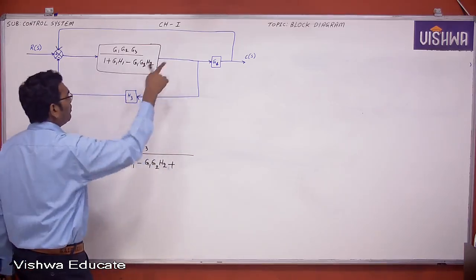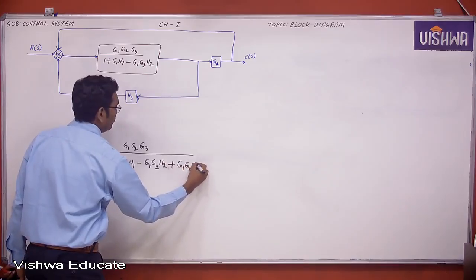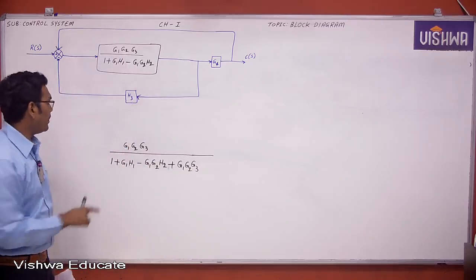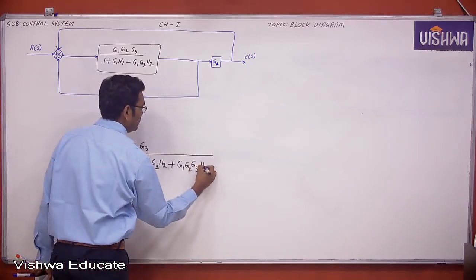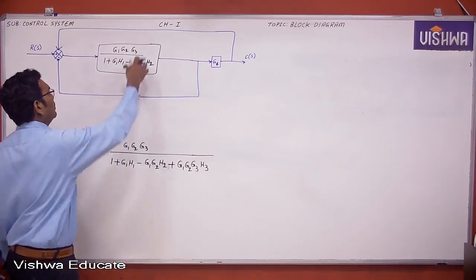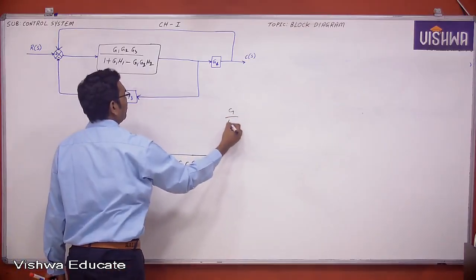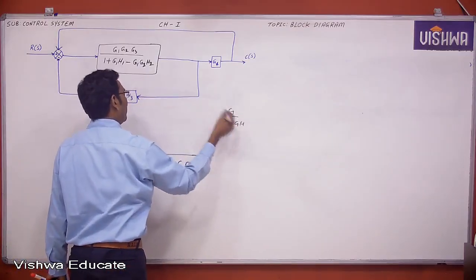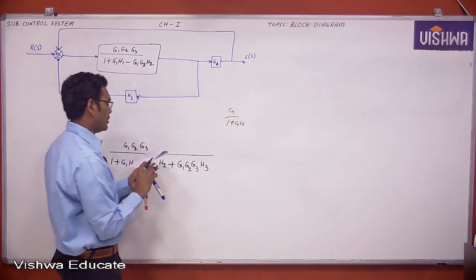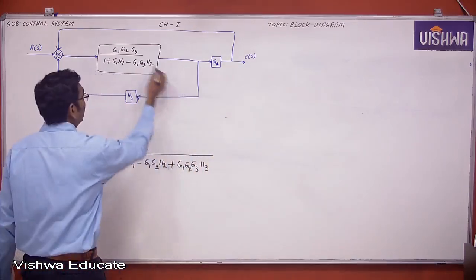Now forward path gain G1 G2 G3 multiplied with feedback path gain. What is the feedback path gain? H3. That's it. This is the shortcut method. Understand, student? This is one shortcut method. Otherwise, this is G, this is H, G by 1 plus G into H, then simplification, cross multiplication, LCM, cancel, all these things. This is the answer directly, shortcut method. Right. Now this is closed.